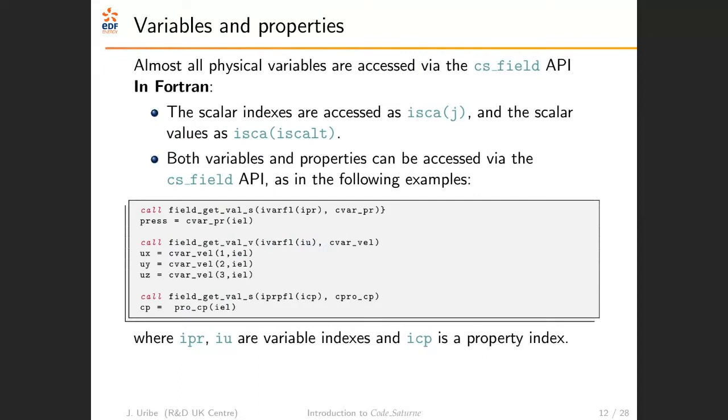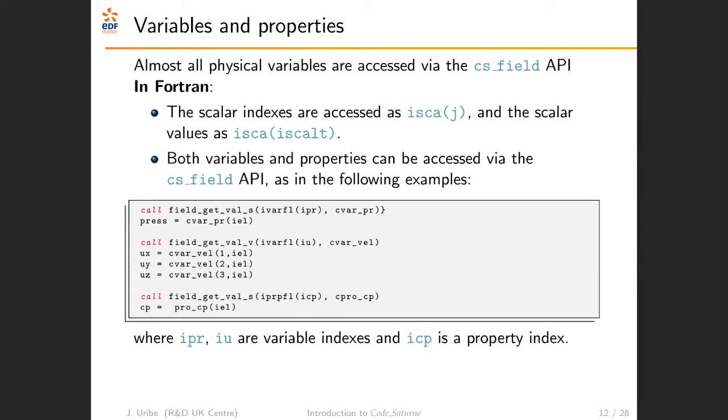Code_Saturne has its own API for accessing the different variables. It's what is called a field in Code_Saturne. The order of spatial discretization is second order. And that's it, there's no more. It can be second order in time as well. But that's it.